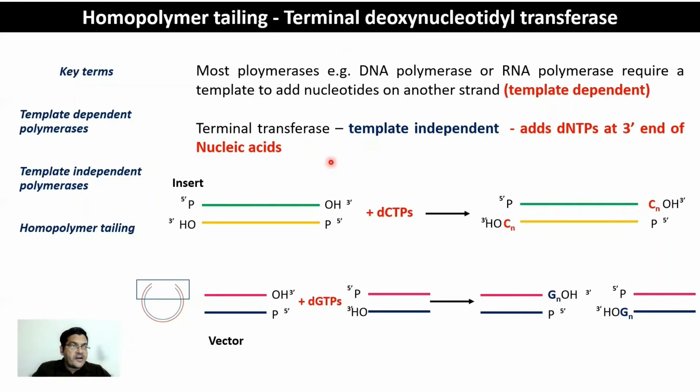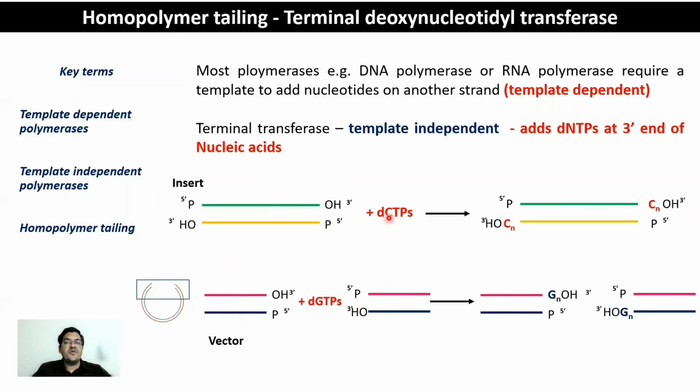They can add nucleotides at the 3' end independent of a template, meaning you do not require a template to be present. If you give a mixture of dNTPs, they will be added in a random order to the 3' end. In our case, what we do very smartly is we give only one type of dNTP for the insert, and a complementary dNTP for the vector.